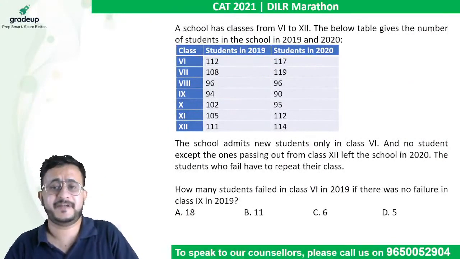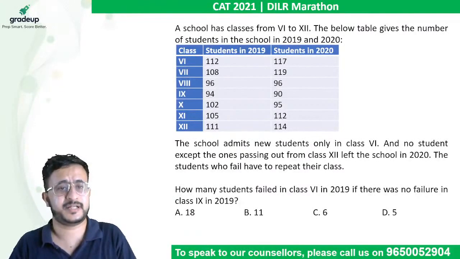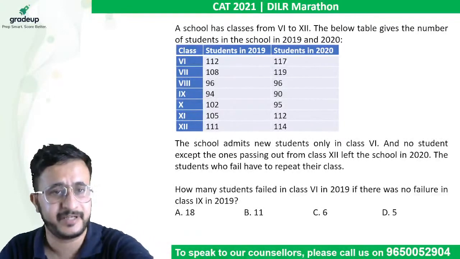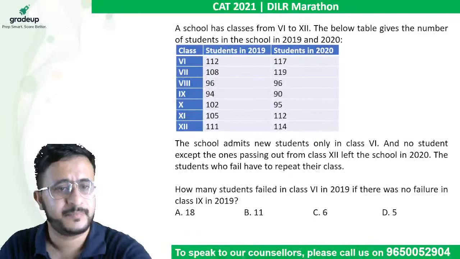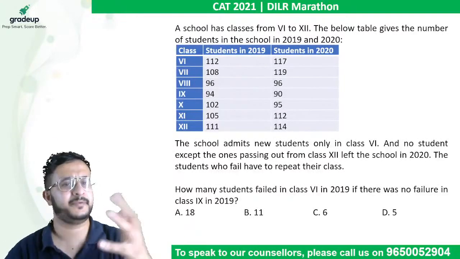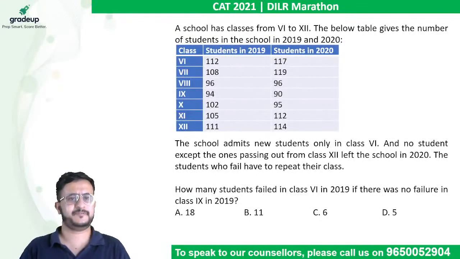How many students failed in class 6th in 2019 if there was no failure in class 9th in 2019? So now what we will do, we will go in the backward direction. Okay, earlier we went in the forward direction. I will go into the backward direction. How will we go into the backward? Try this yourself. That is where the fun is. If I solve everything for you, you won't like it, right?